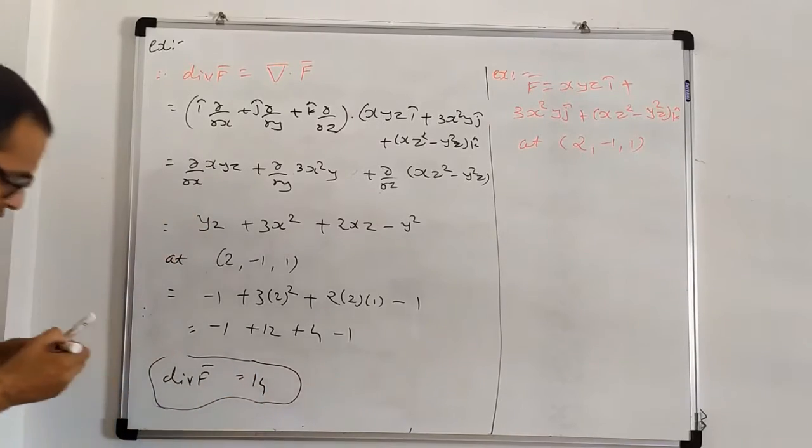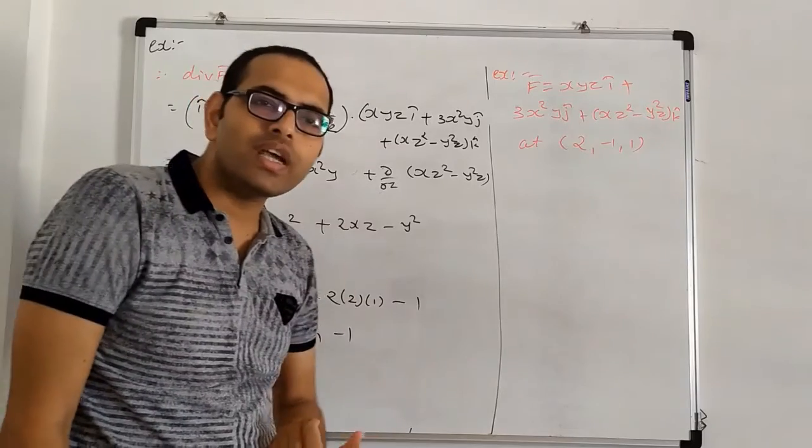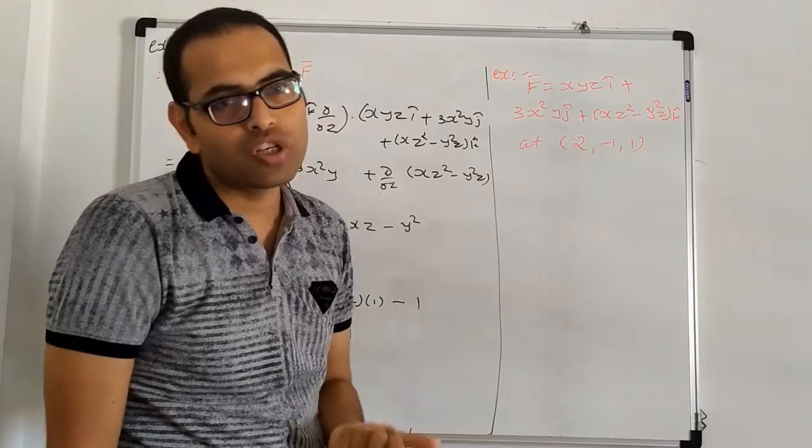This means the divergence here is positive. If divergence is positive, then it is a source point.